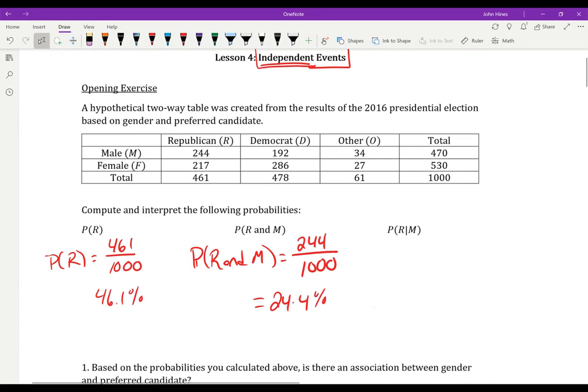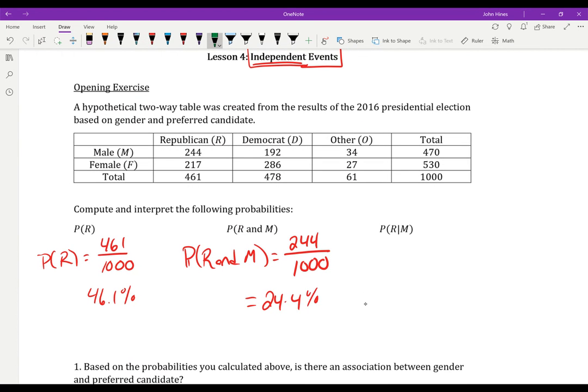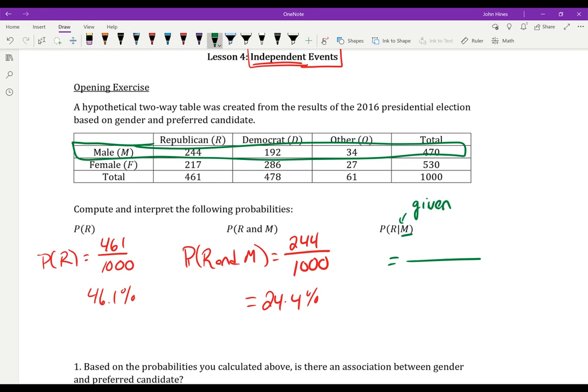This next one is a conditional probability. Remember, this vertical bar here represents a given. I'm giving you information about the people you're picking. Find the probability of picking a Republican given you're only picking from the males. I shrunk your universe to only pick from the male voters. So I got rid of all the females, and I'm just looking at the males now, and I want to know what's the probability I'd find a Republican voter out of that.